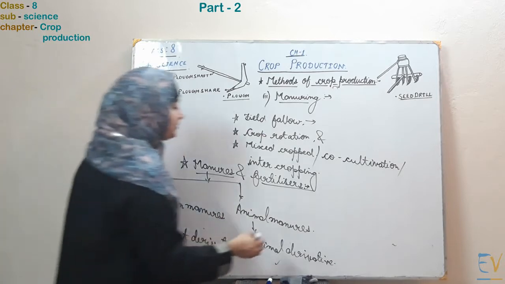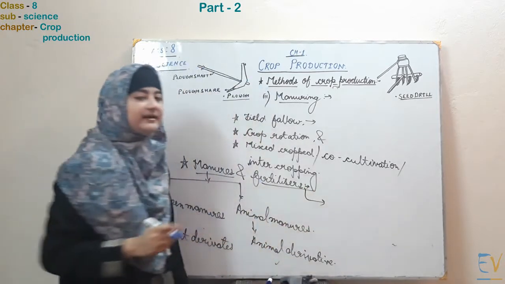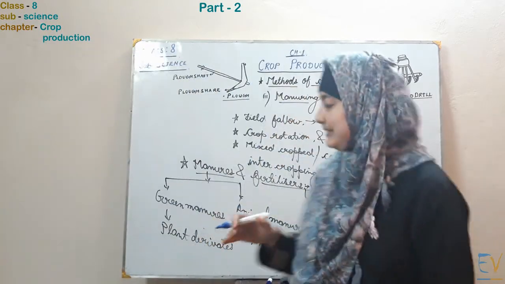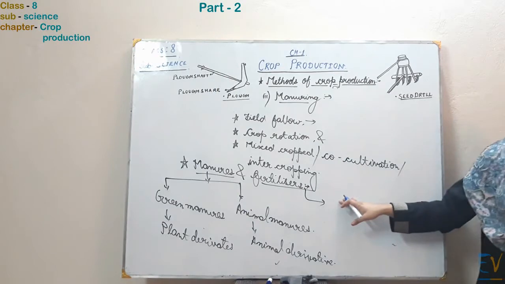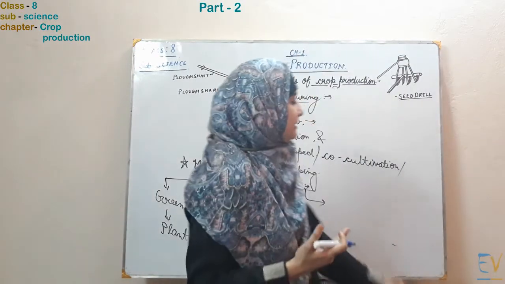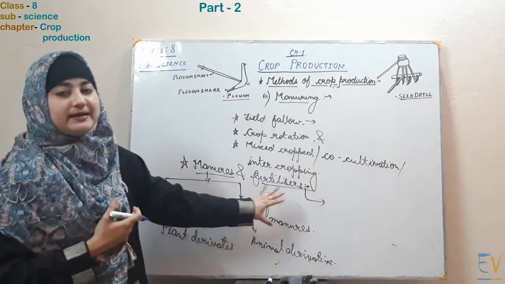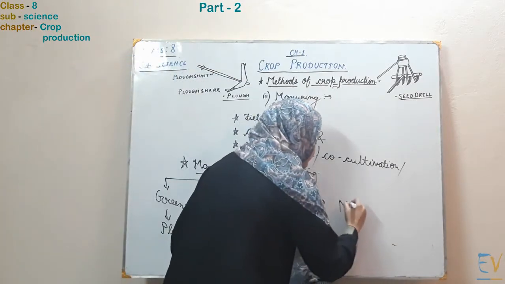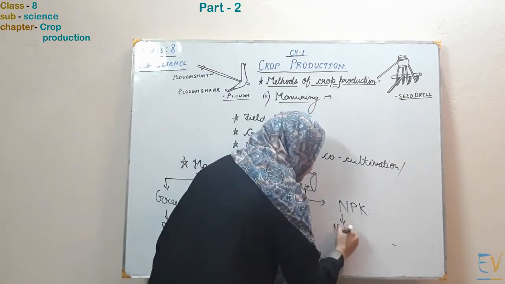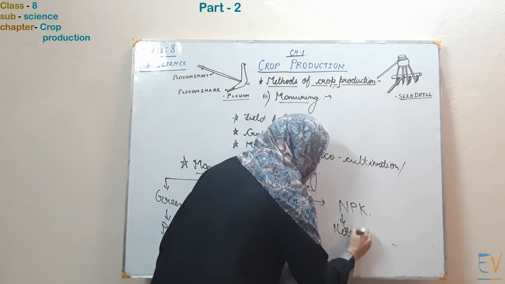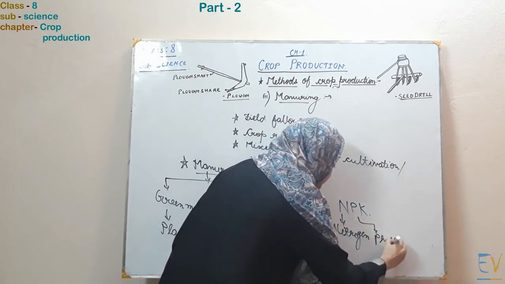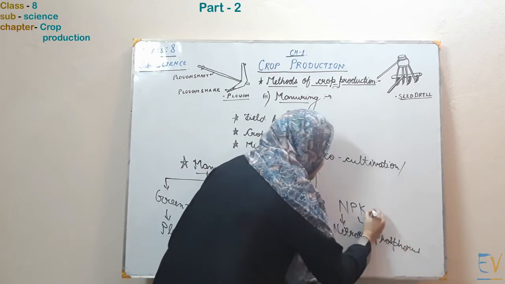There is one more term called fertilizers. Okay, now what are fertilizers? These are inorganic substances which are generally synthesized in the industries by human beings. And the most commonly used fertilizers generally contain NPK: they are rich in nitrogen, phosphorus, and potassium.